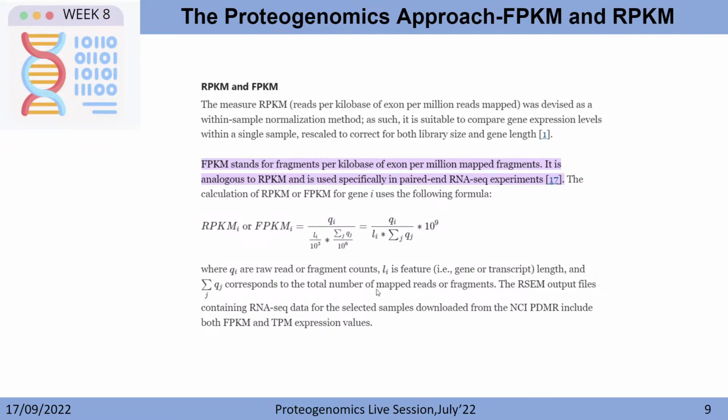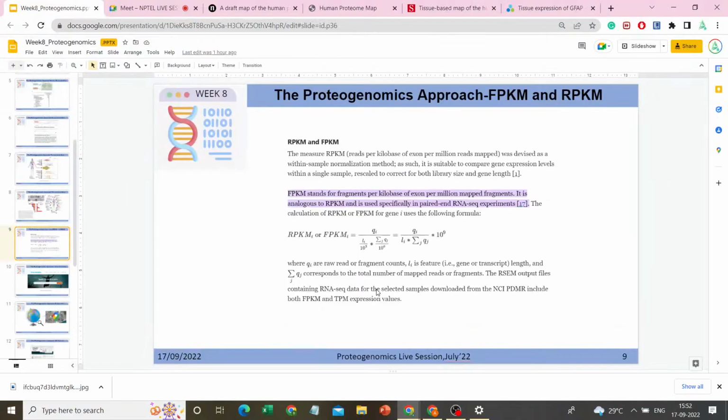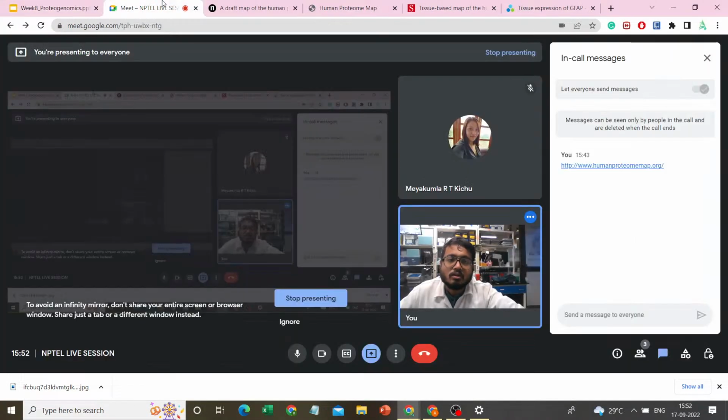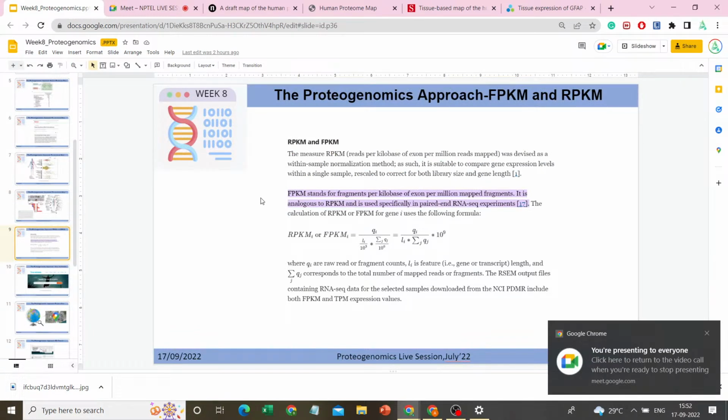So the total number of mapped reads or fragments is multiplied by 10 to the power 9, so on the basis of per million, it gives how many reads have been mapped to that particular fragment, and it compares the gene expression levels. So from there, gene expressions of both can be compared. So this is the meaning of RPKM and FPKM, and this is a unit of comparing data.